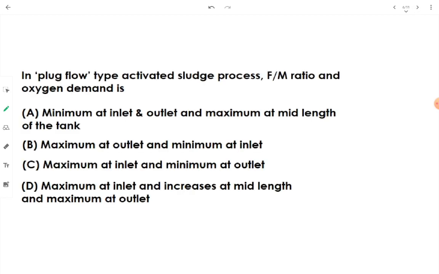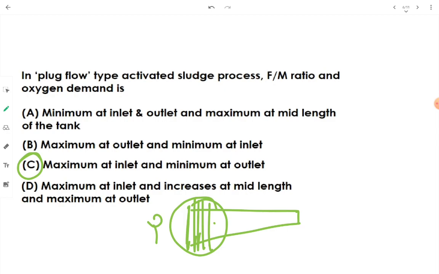This is the plug flow type ASP. Here the F by M ratio, that is food to microorganism ratio, and oxygen demand are what? It is maximum at inlet and minimum at outlet. Option C. If we try to draw the graph for the oxygen that we are going to provide, then it is maximum at inlet. If we quantify the amount of oxygen, then we will have a tapered section. Tapered section means maximum at the inlet point and minimum oxygen provision at the outlet.